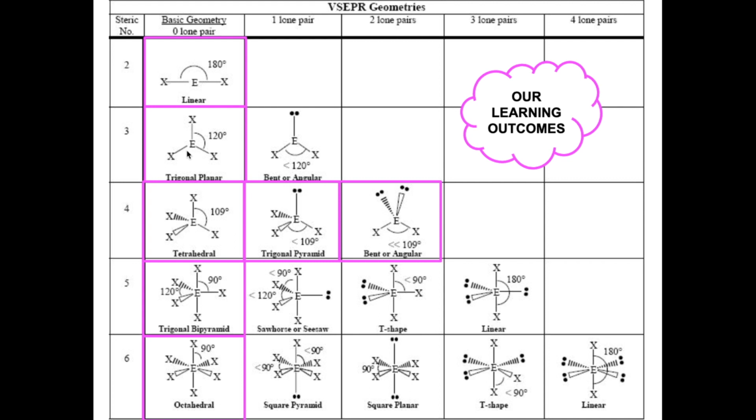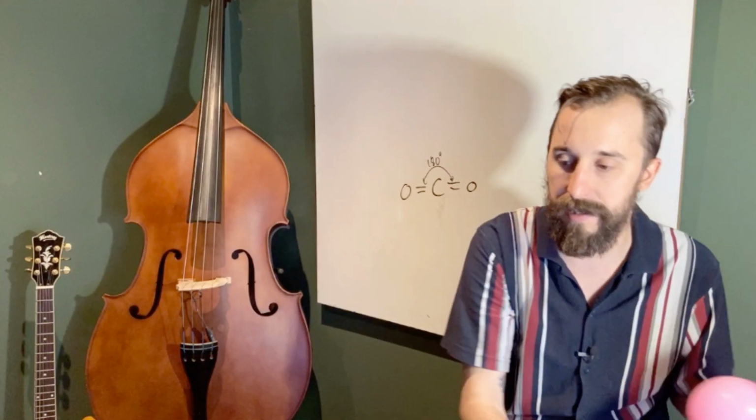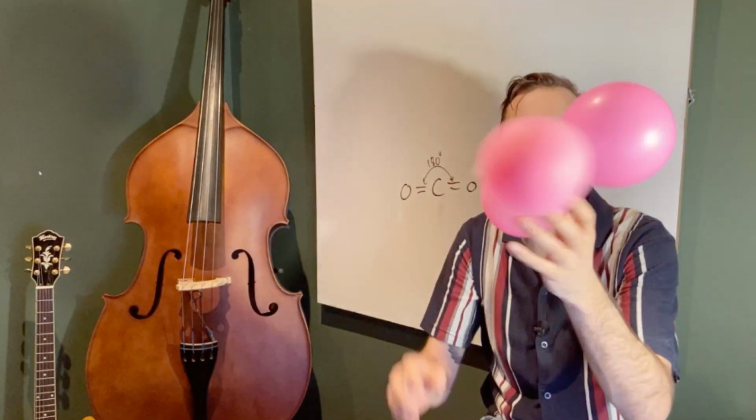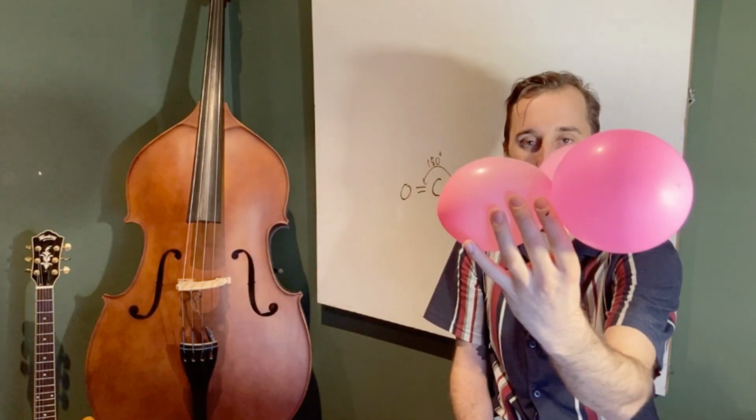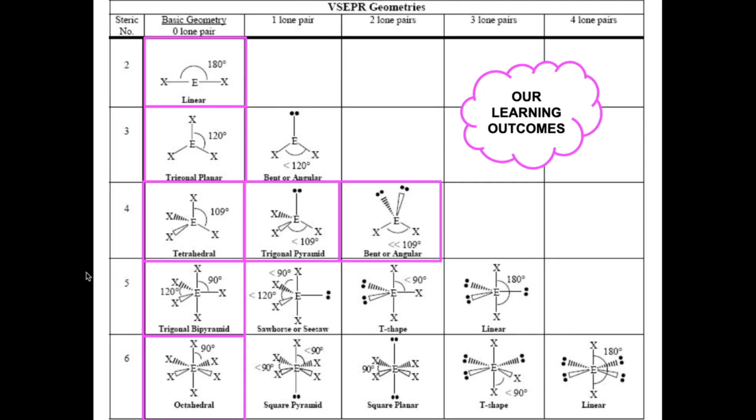If we have 3 things bonded and no lone pairs, we get what's called a trigonal planar, which would look like this. So if you tie 3 things, the furthest these things can be away from each other is in this conformation. If you bond 4 things together, you have this tetrahedral shape. Now, depending on how many lone pairs of electrons you have, you will either get a tetrahedral, a trigonal pyramidal, or a bent or angular.